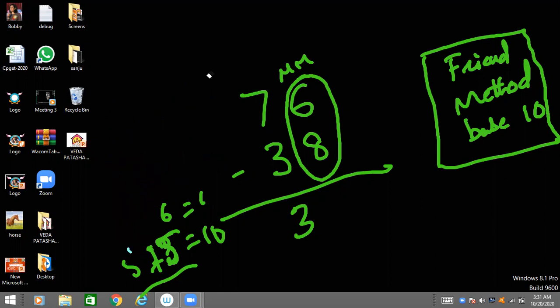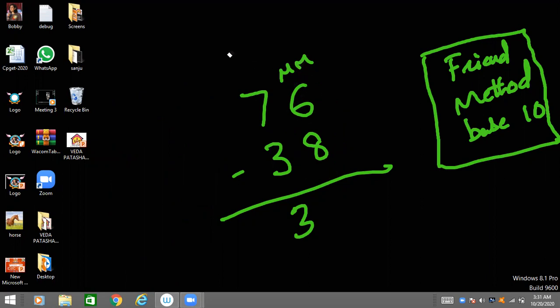So for each and every mismatch pair, what we need to do is apply the friend method for the below number. Tell me, who is the friend of 8? Who is the friend of 8? 2. So add that 2 to 6. So the answer is 8. Understood?